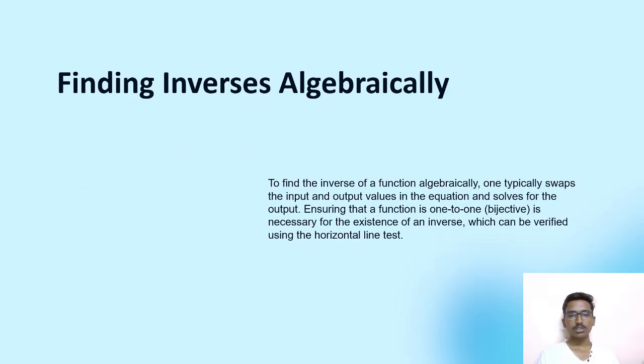Finding inverses algebraically. To find the inverse of a function algebraically, one typically swaps the input and output values in the equation and solves for the output. Ensuring that a function is one-to-one, bijective, is necessary for the existence of an inverse, which can be verified using the horizontal line test.